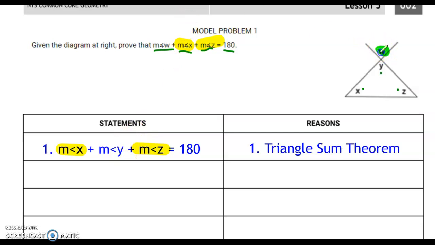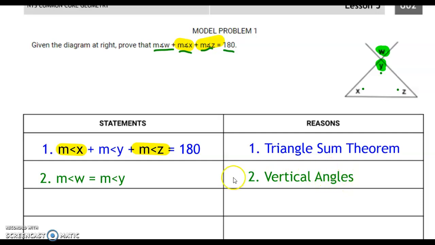Here's W, and here's Y. So one piece of information that you should know about these two angles is that they share a vertex, and they're formed by two intersecting lines, and they are not adjacent to each other. So they are vertical angles. Let's go to that next. So the next statement that I can write is that the measure of angle W is equal to the measure of angle Y, because those two angles are vertical angles, and we know that vertical angles are congruent.